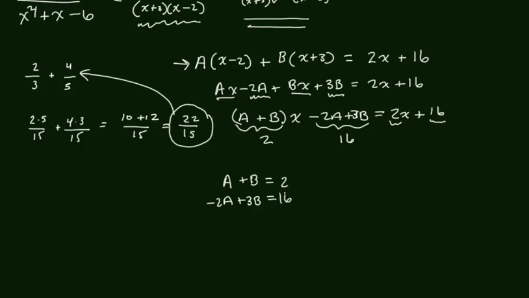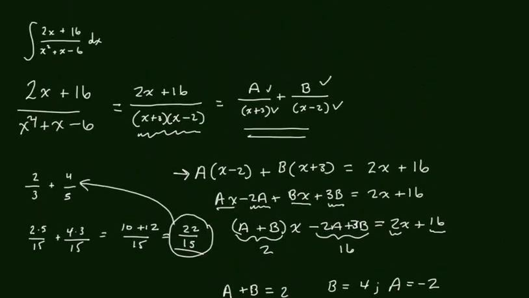Now, I'm not going to run through how to solve that system of equations. You should know how to solve it. Turns out it's going to be B equals 4 while A equals -2. Okay. So now I'm going to come back up here to finish my successful decomposition. I have -2 over (x + 3), and then B is 4, so plus 4 over (x - 2). A successful decomposition.